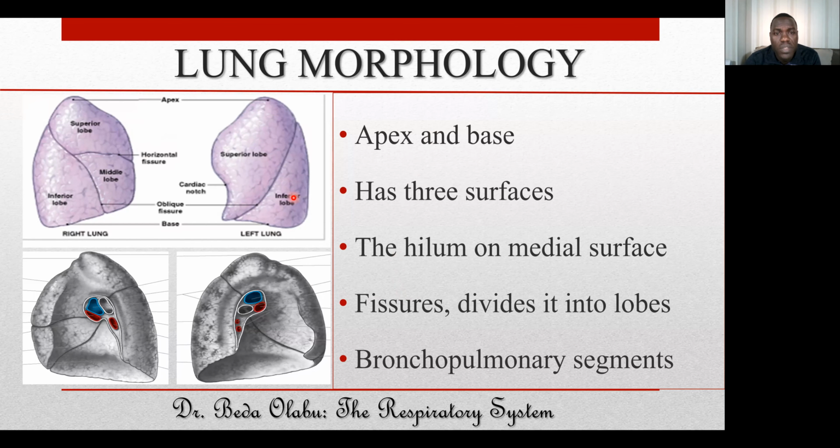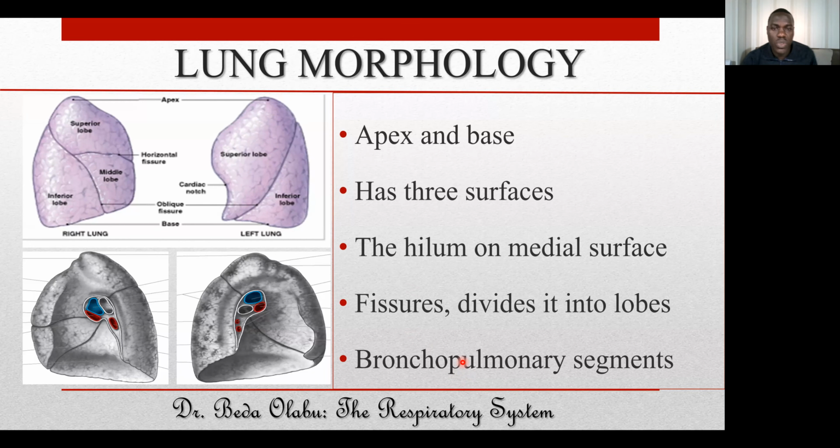Each of the lobes, remember, are aerated by the lobar bronchus, which we call the secondary bronchus. Now, within the lobes, we have what we call the bronchopulmonary segments. The bronchopulmonary segments are aerated by a single tertiary bronchus.